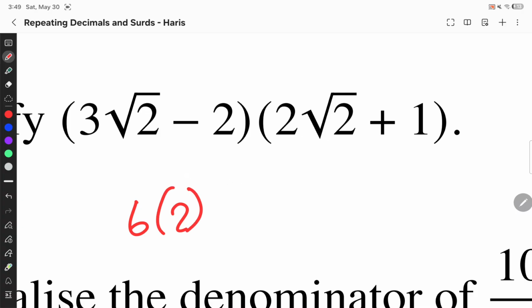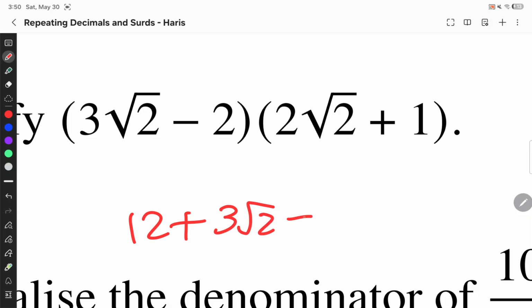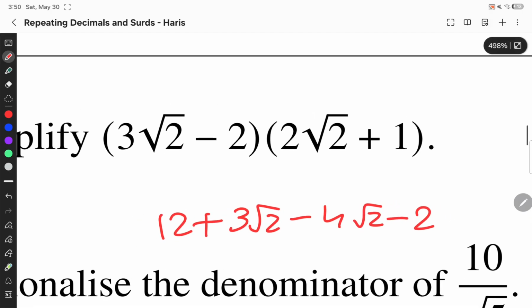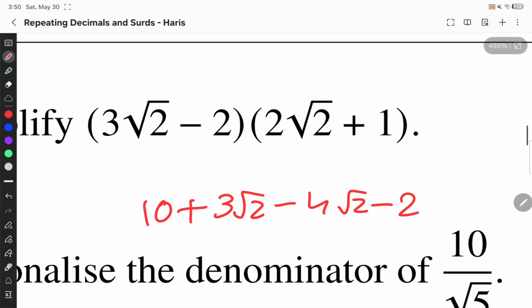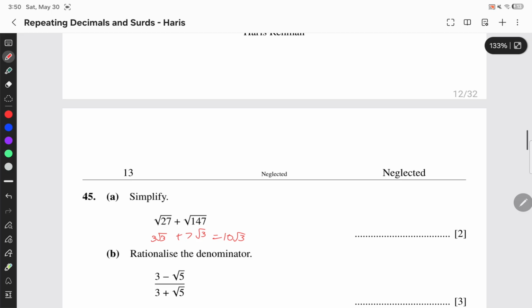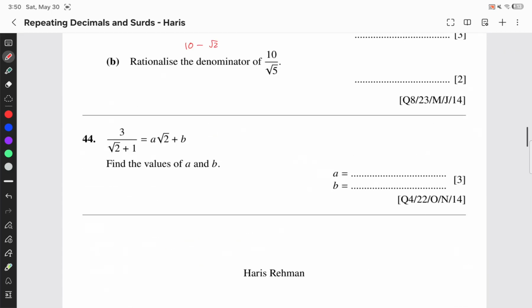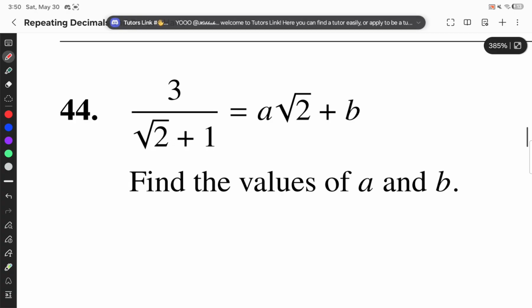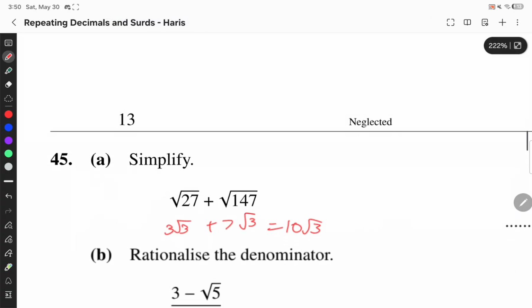This cancels out. 6 times 2 is 12. First, outside, inside, and last. 12 minus 2 is 10. 3 minus 4 is negative 1. So this evaluates to 10 negative 2. Here we can find the values of a and b by cross multiplying on both. No. This is later.